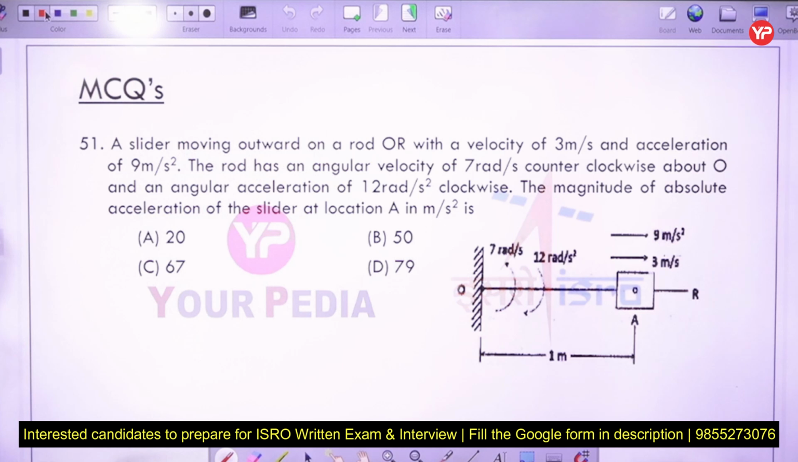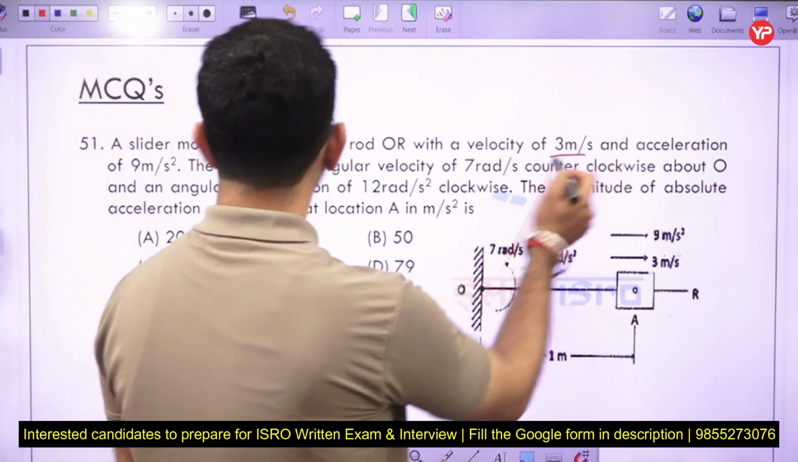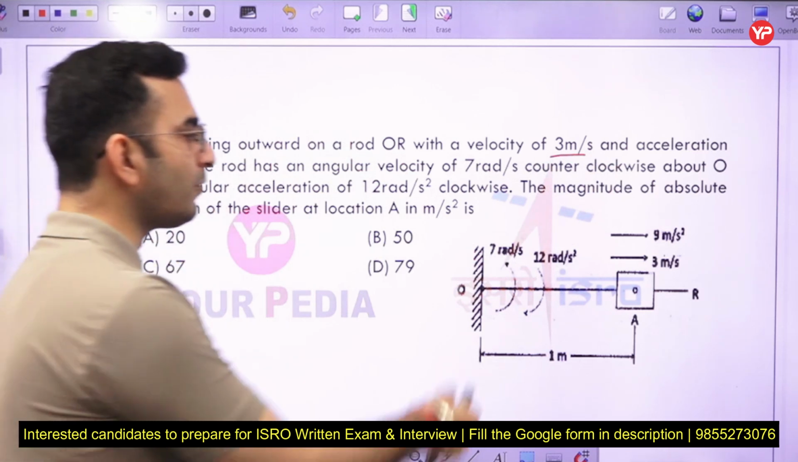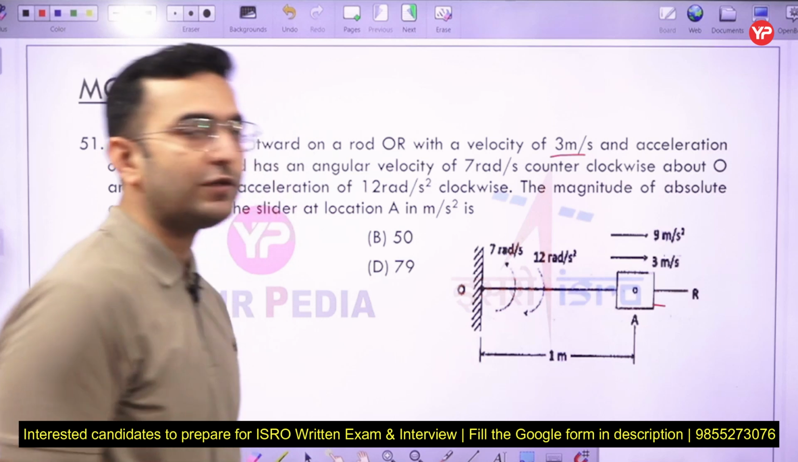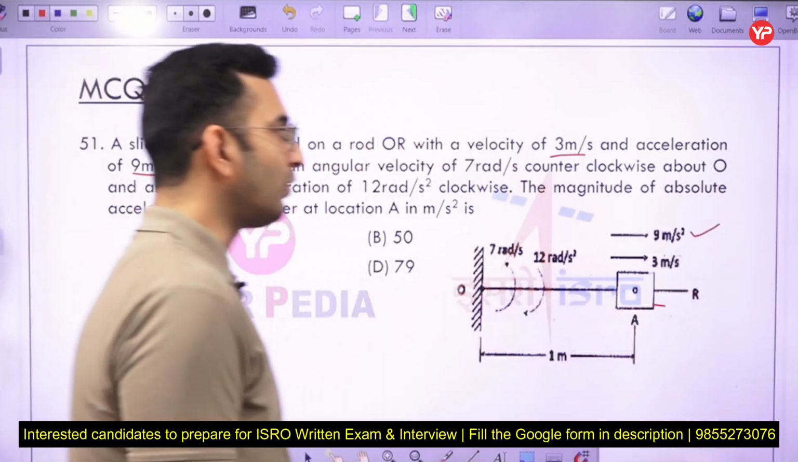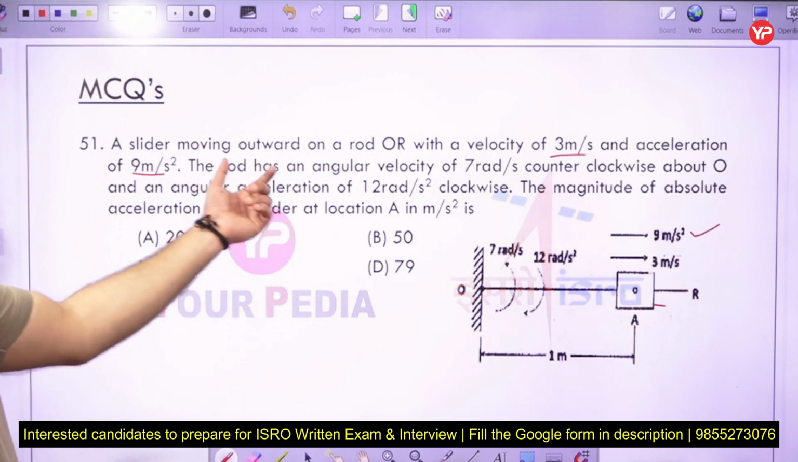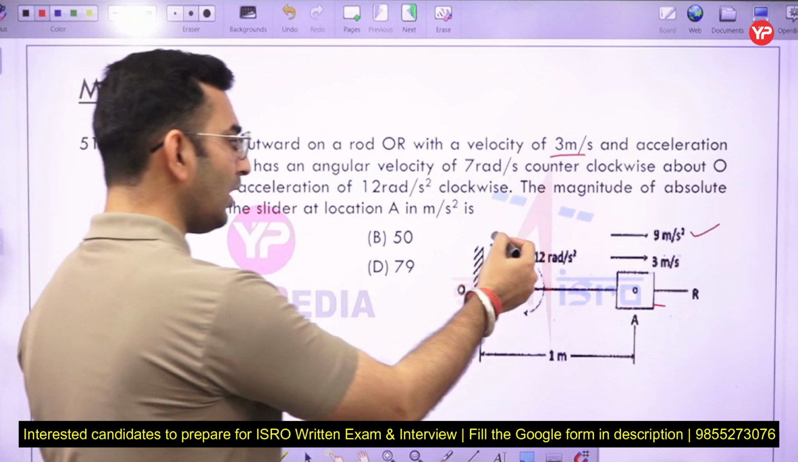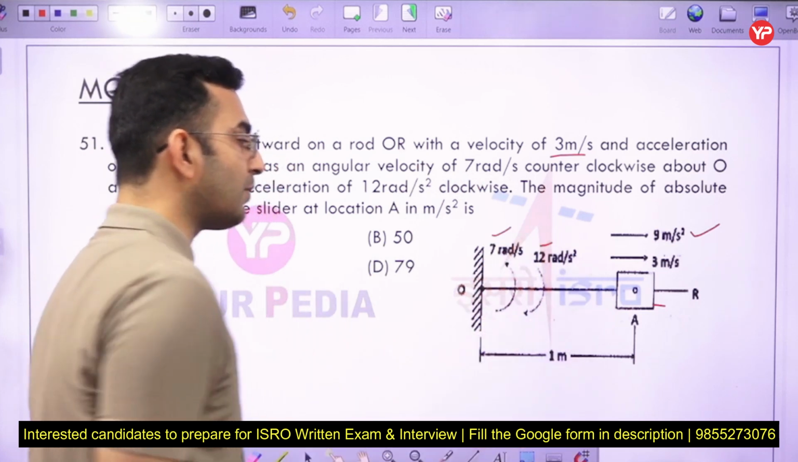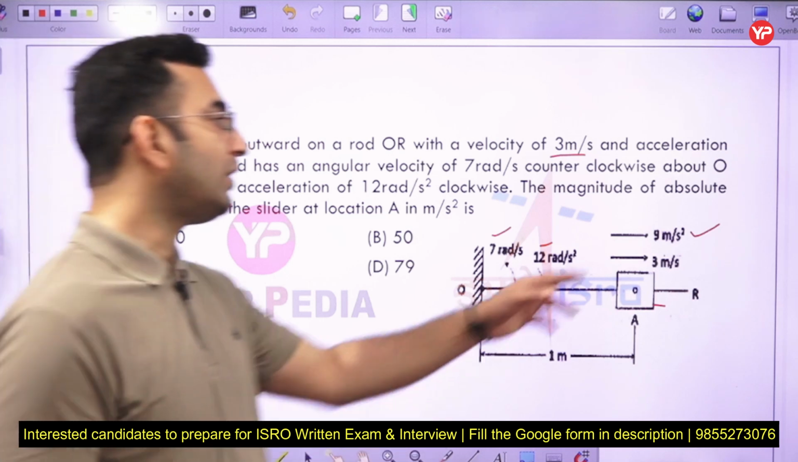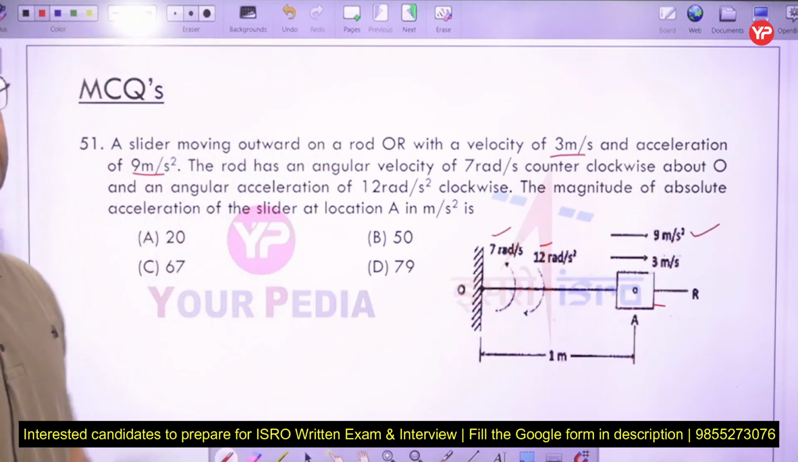A slider is moving outward on a rod QR with a velocity of 3 meter per second and a corresponding acceleration of 9 meter per second square. In this case, we have been provided with a rod on which a slider is moving with some velocity. Correspondingly it has some linear acceleration also. The rod has an angular velocity of 7 radian per second counterclockwise about the point O, and it also possesses some angular acceleration. So what do we want to find out? We want to find the absolute acceleration of the slider.